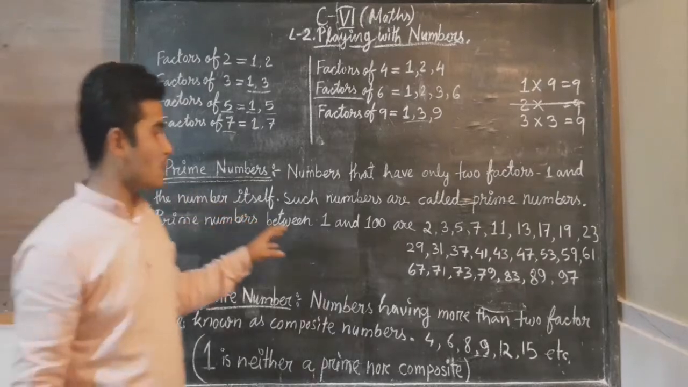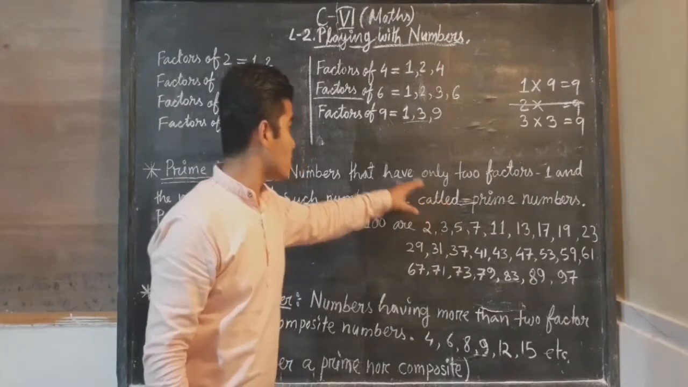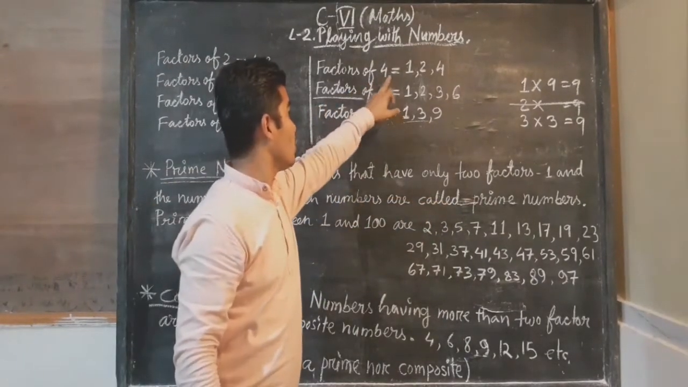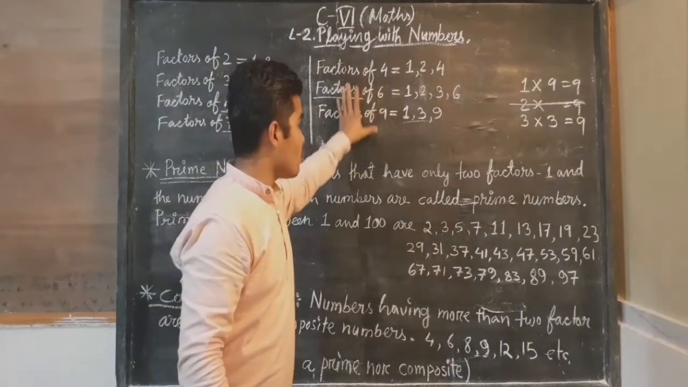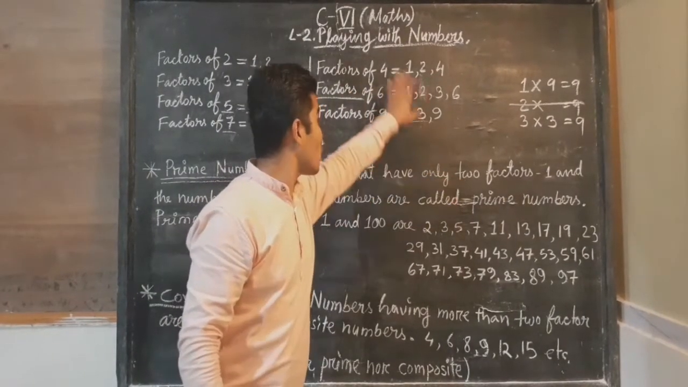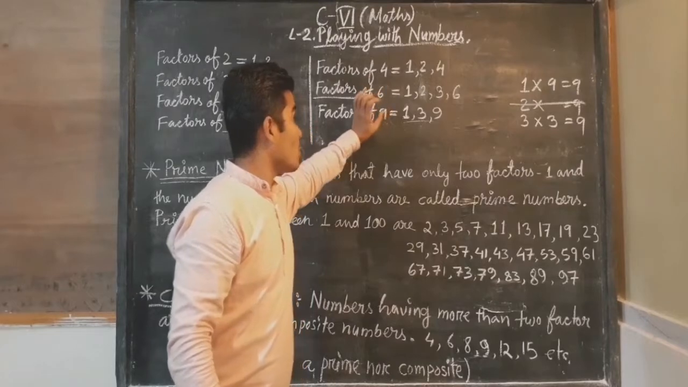The numbers which have more than 2 factors. You can see these numbers have more than 2 factors: 4, 6 and 9. So these numbers are not prime numbers.